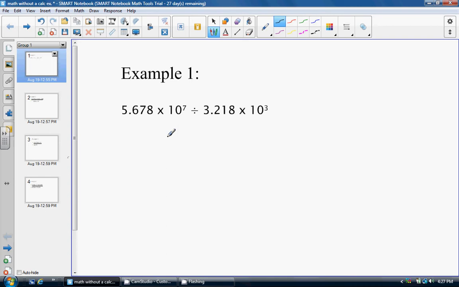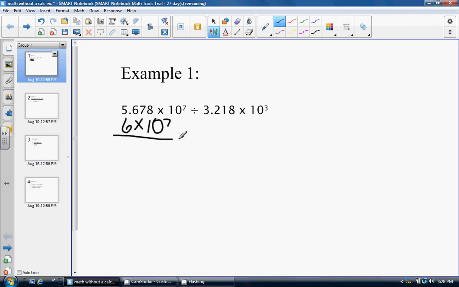However, here I'm going to round my numbers. So I have 5.678, and I'm going to round that to make it 6. Now, I didn't move the decimal point at all to round that, so that does not affect the original power of 10 that I have. So I'm going to leave that times 10 to the 7. If I had moved my decimal place, it would affect the power of 10, and I would have to change that too.